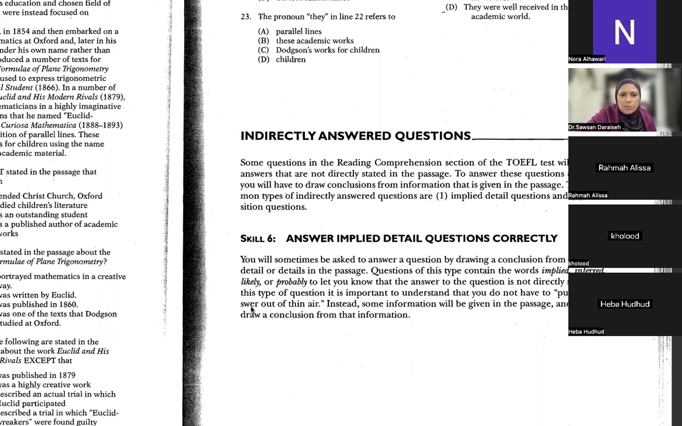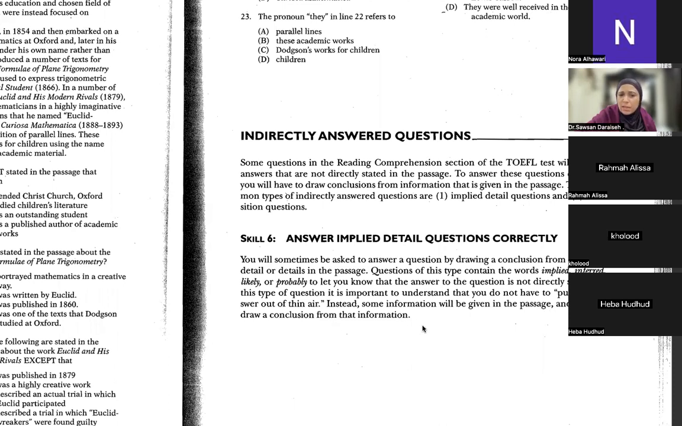In this type of question, it is important to understand that you do not have to pull the answer out of thin air. I'm also telling you that you don't need to bring the information from nowhere. Thin air means out of the open air, not from the text. No, only from the text. The answer is not directly there. I'm sorry about that. Instead, some information will be given in the passage. You will draw a conclusion from that information.